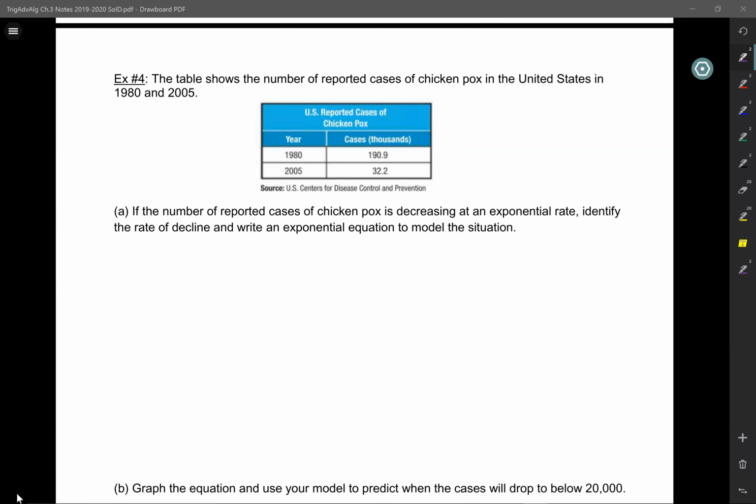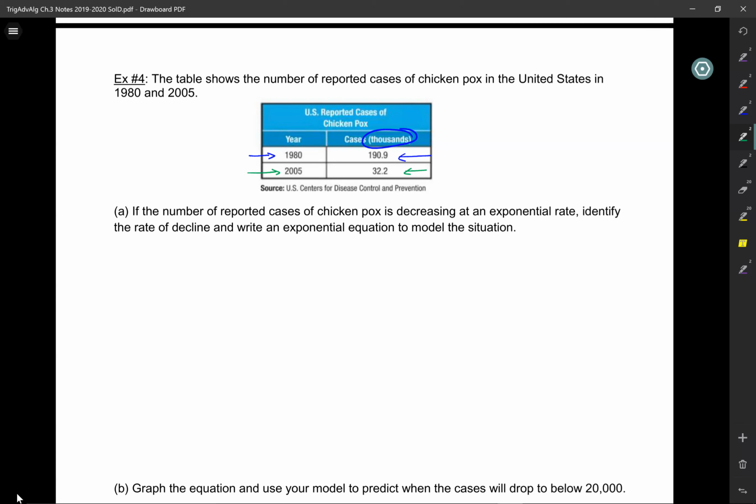Table that shows the number of reported cases of chickenpox in the United States from 1980 to 2005, and this is a real data set. Okay, so look here, in 1980, there were 190.9 thousand, and then in 2005, there were 32,000, so it dropped significantly, right, from 190,000 to 32,000.